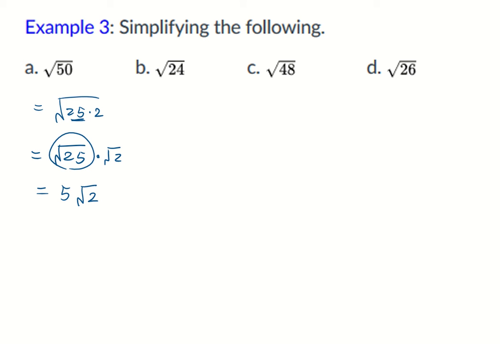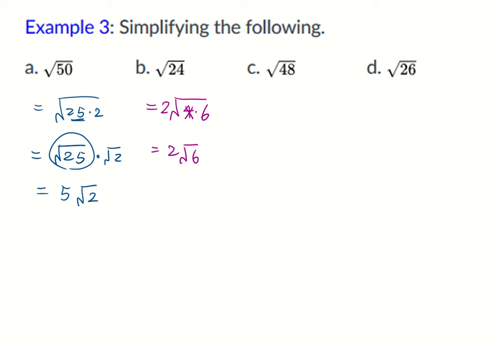Now let's look at B, square root of 24. First we want to see if there's any perfect square in 24. I know 4 is a perfect square, and 24 can be factored as 4 times 6. So this 4 can actually come out of the square root as a 2. So the answer is 2 square root of 6.